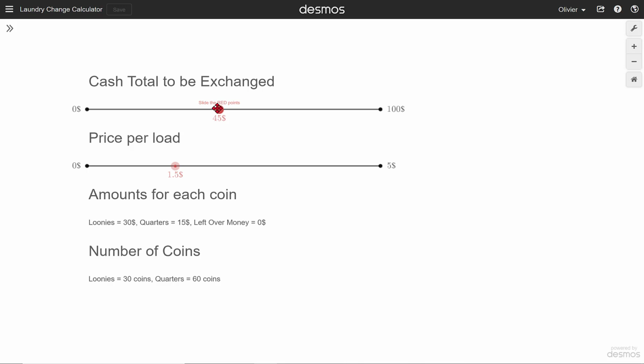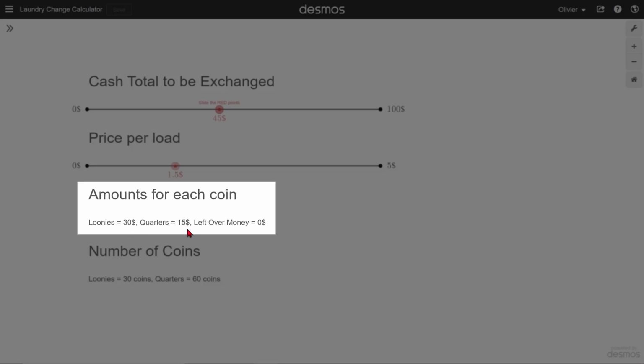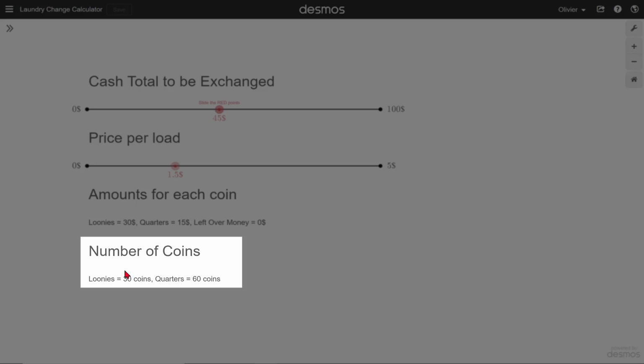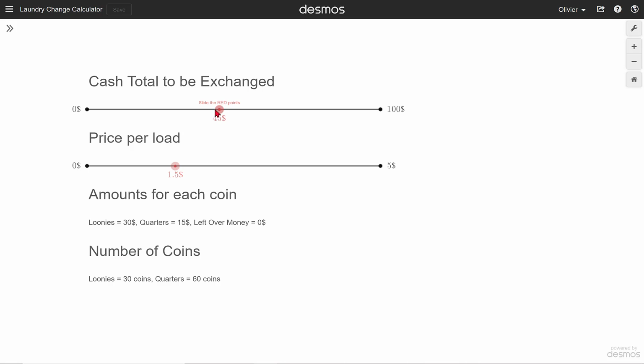The next thing we need to tell the calculator is the price per load. And I assume that it's only in loonies and quarters, but you could change the calculator to fit your needs as well. And here it's $1.50, so that would be $1 and 2 quarters. And the answer to our question is, it would be $30 in loonies, $15 in quarters, with no money left over. So that would be $30 in loonies, that's 30 loonie coins. And $15 in quarters, that's 4 quarters per dollar. So that would be 15 times 4, which is 60 quarters that you would get. So that solves our problem.